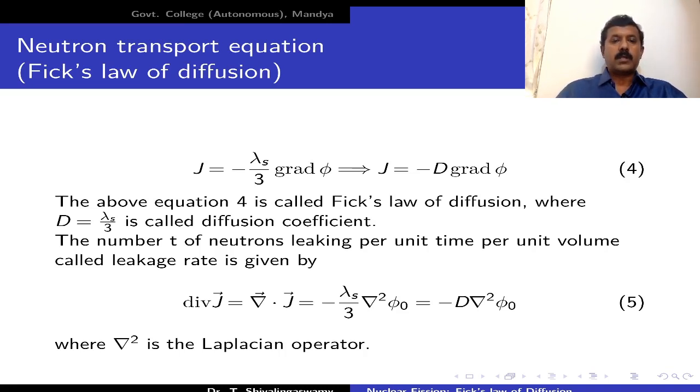The number of neutrons leaking per unit time, per unit volume is called the leakage rate, that is given by the divergence of J, that is del dot J, which is equal to minus lambda s by 3 into del square phi naught. But this lambda s by 3 we have taken as D, so the divergence of J will be equal to minus D del square phi. This del square is called the Laplacian operator. This quantity is very important in order to calculate the leakage of the neutrons.